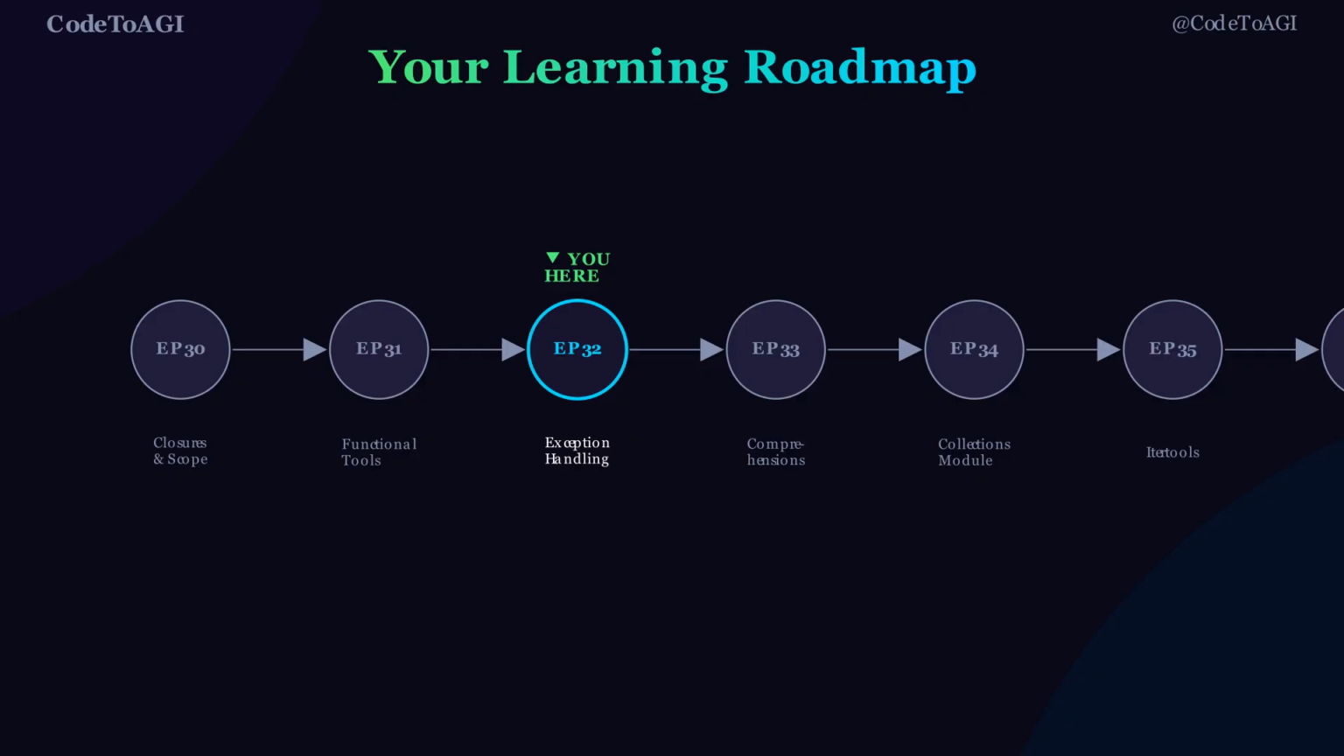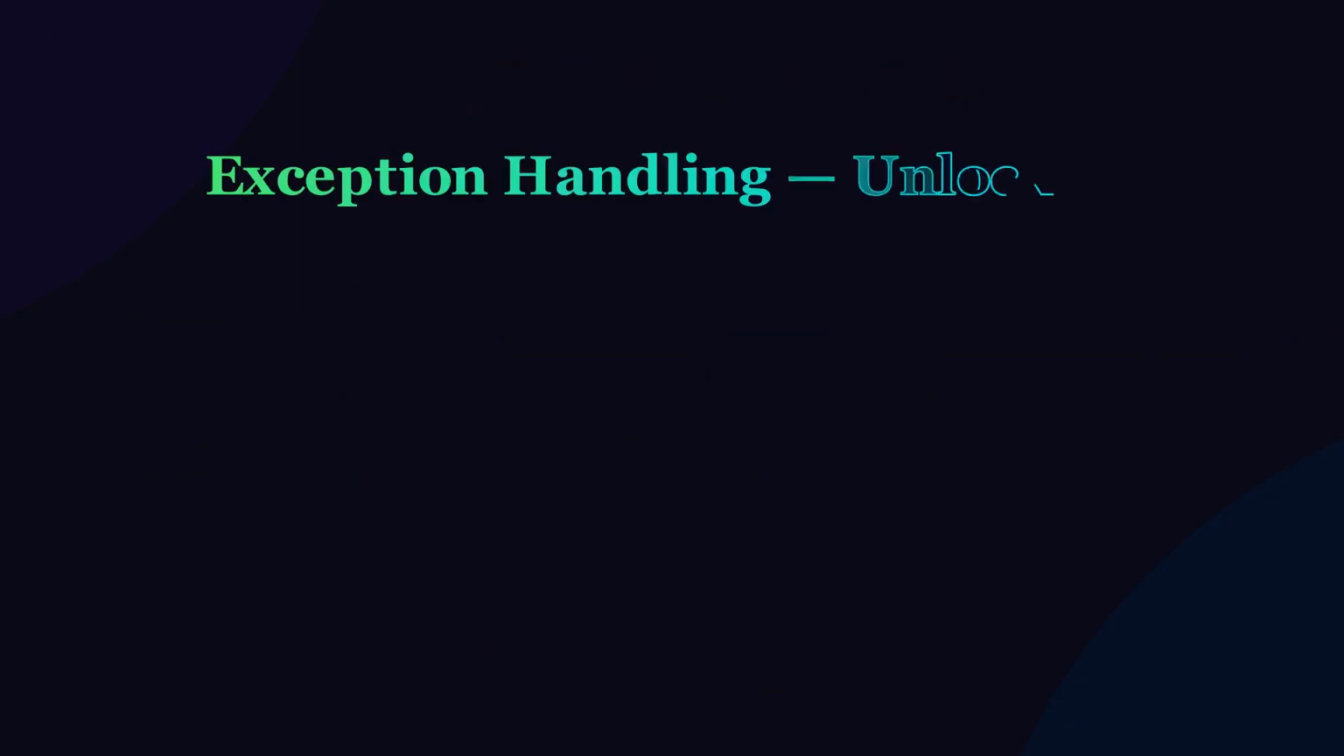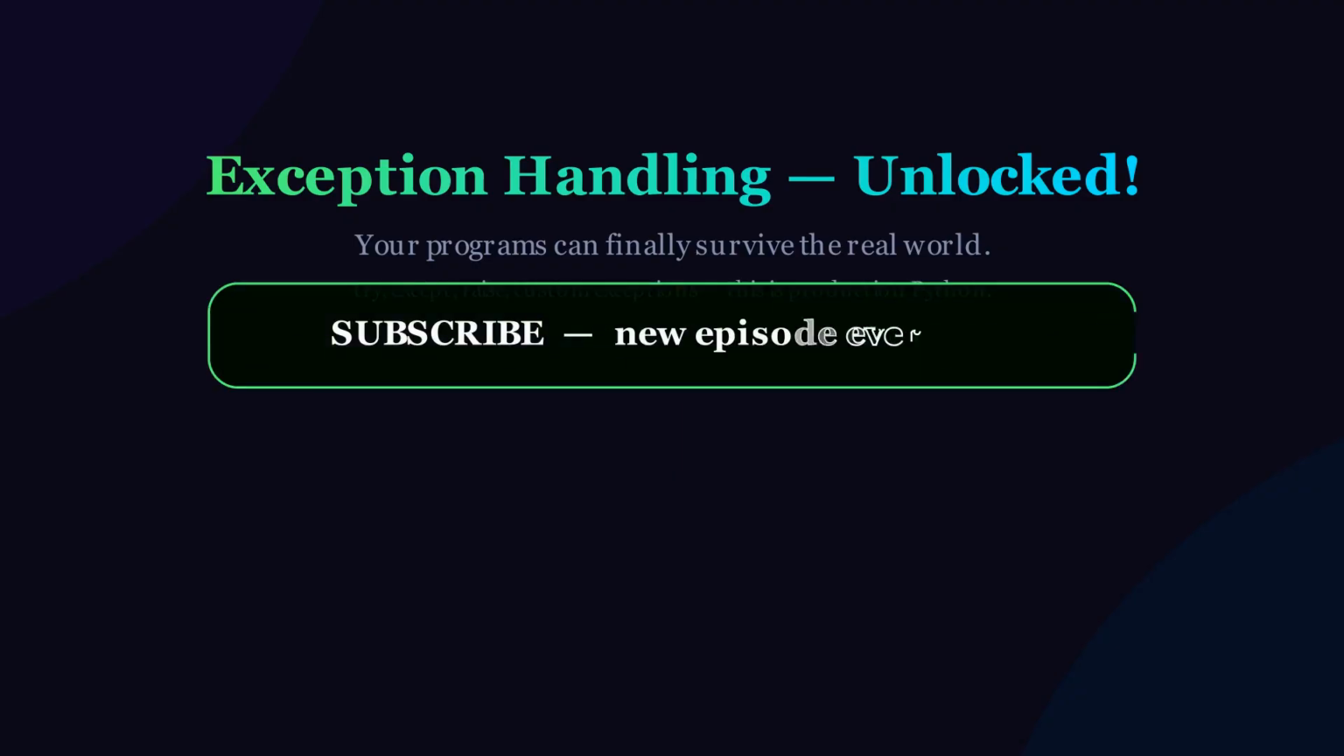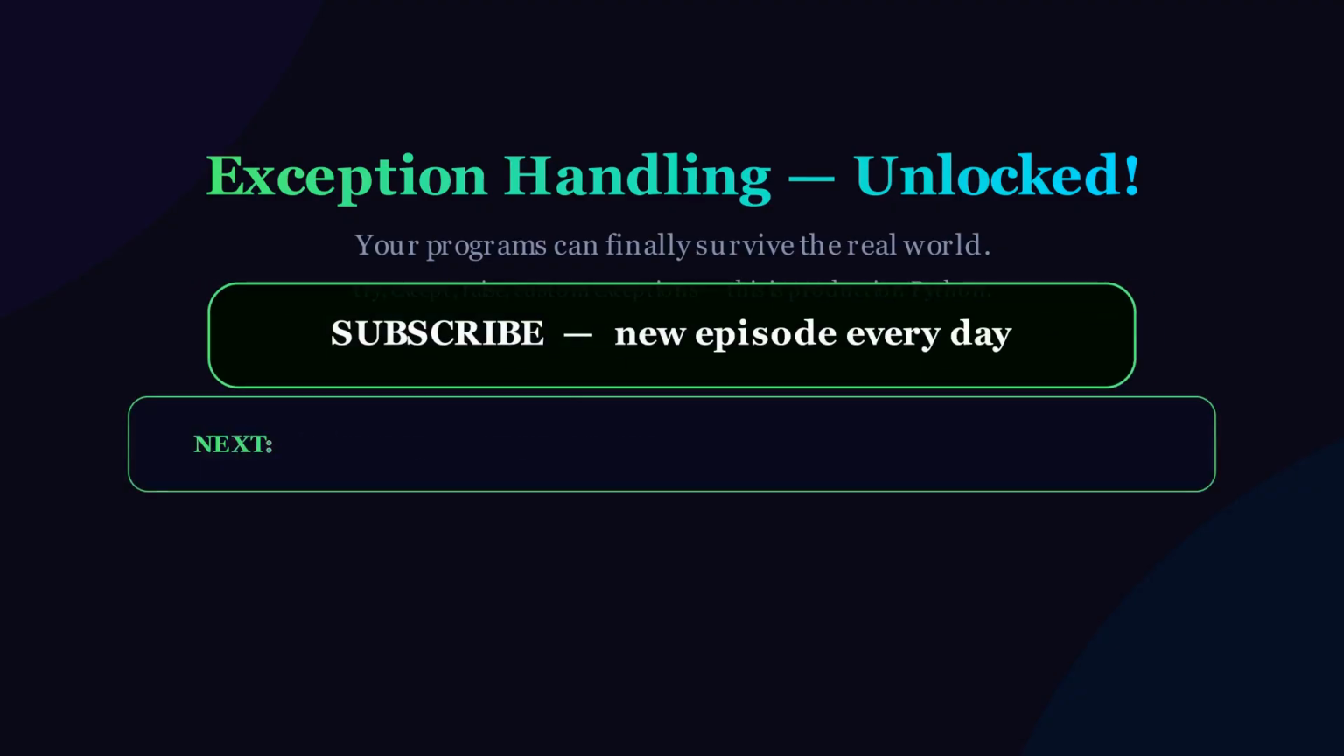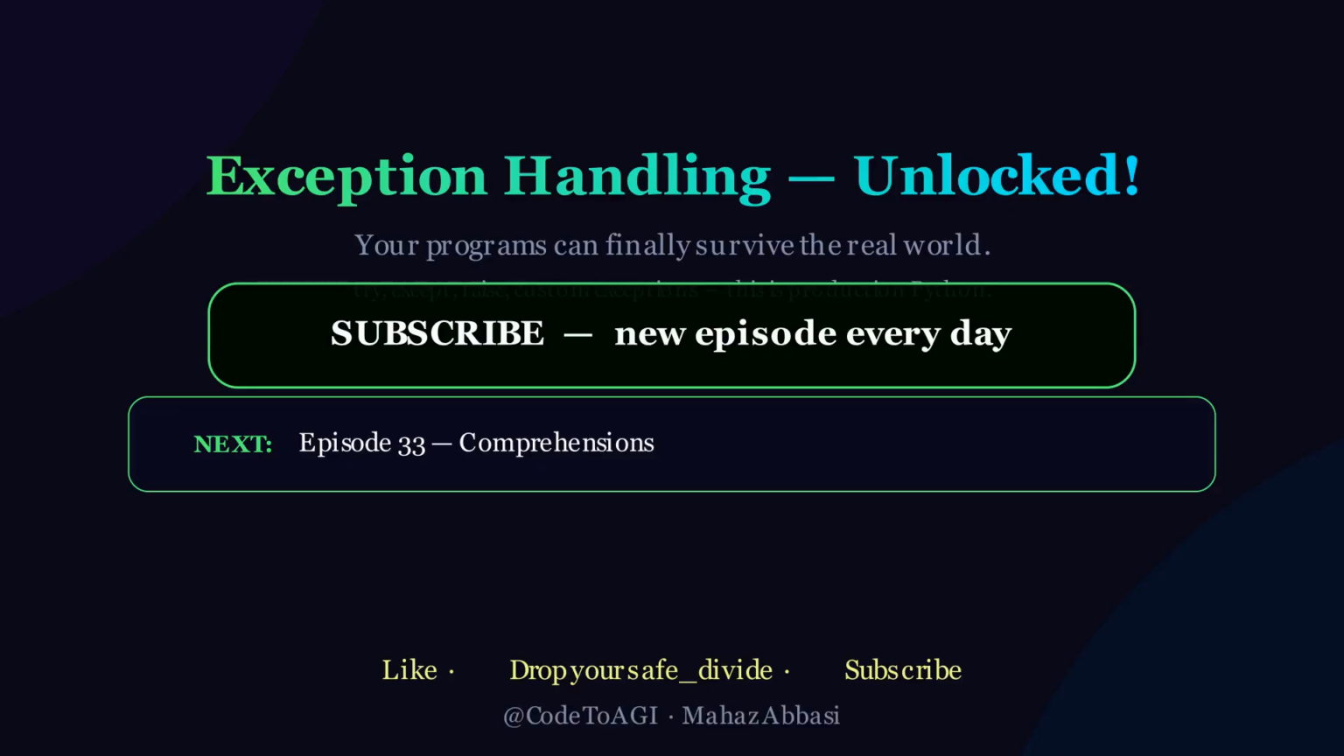Exception handling unlocked. Your programs can finally survive the real world. Try, except, raise, custom exceptions. This is what production Python looks like.